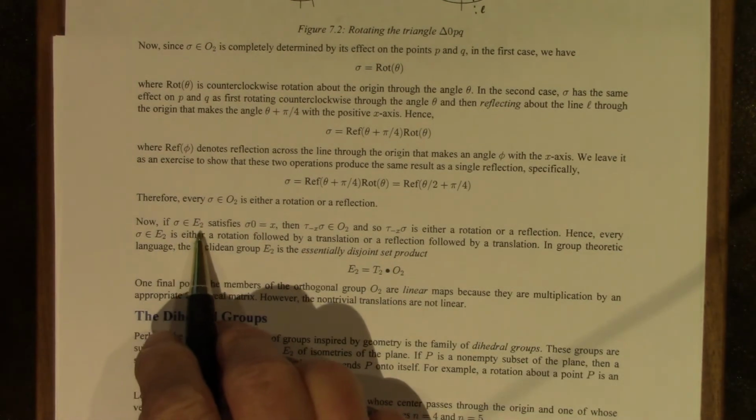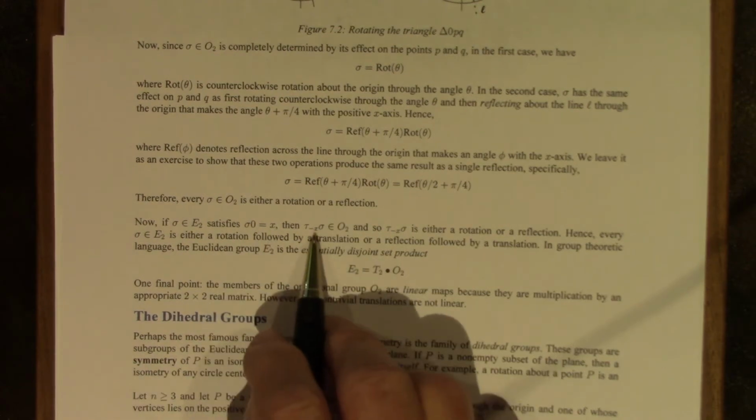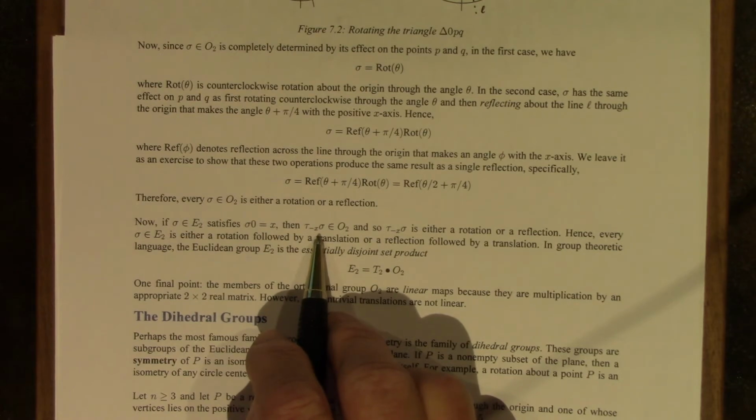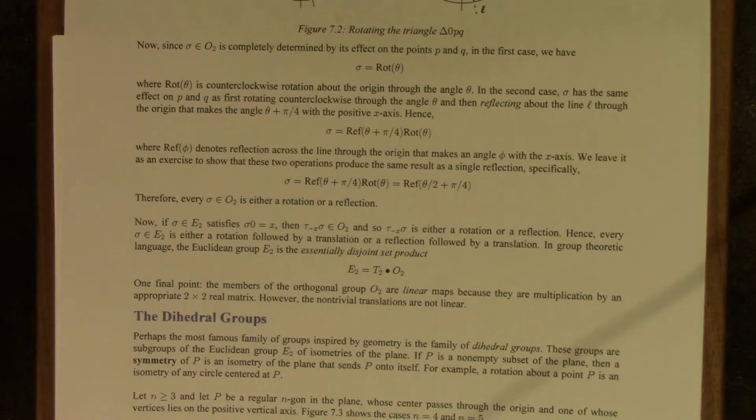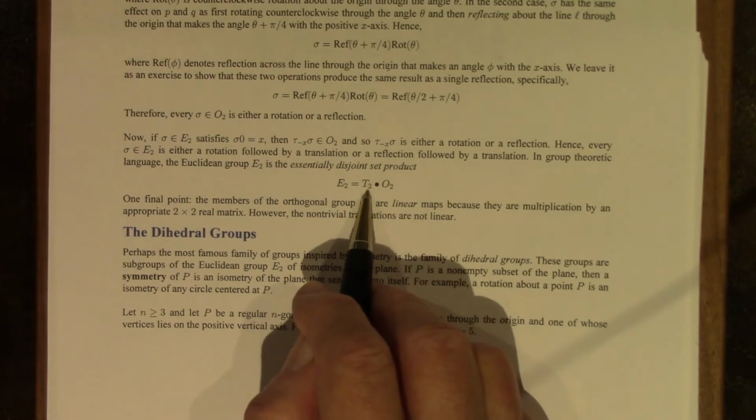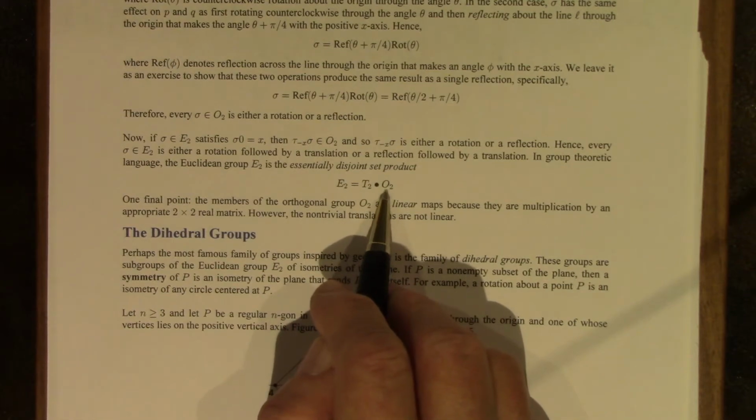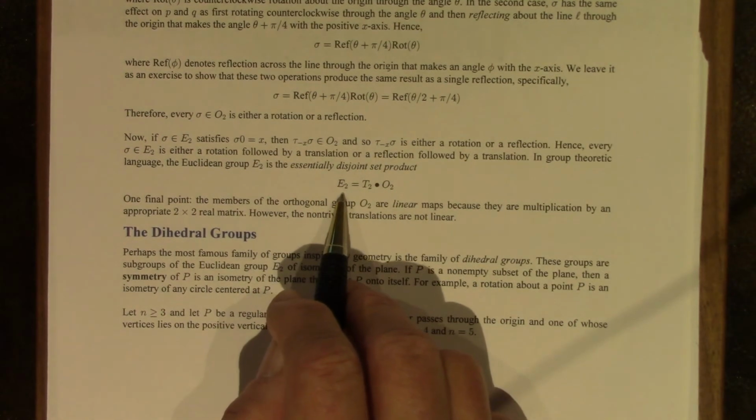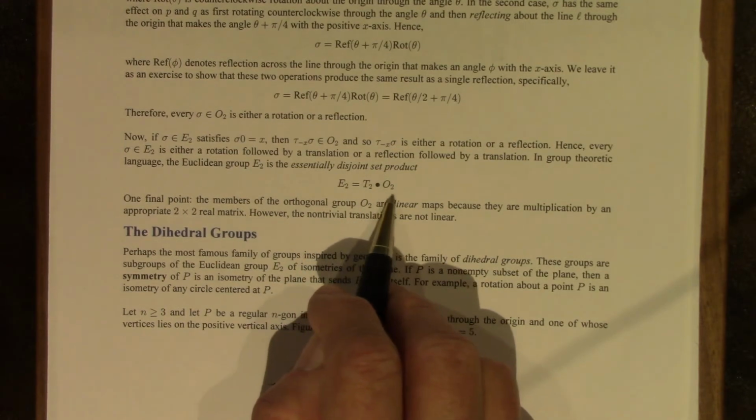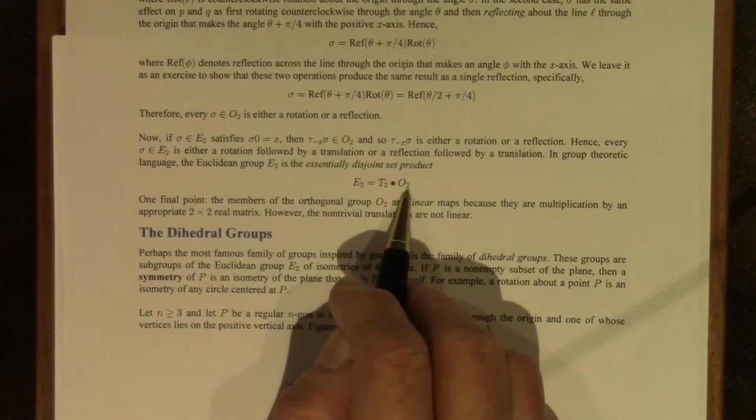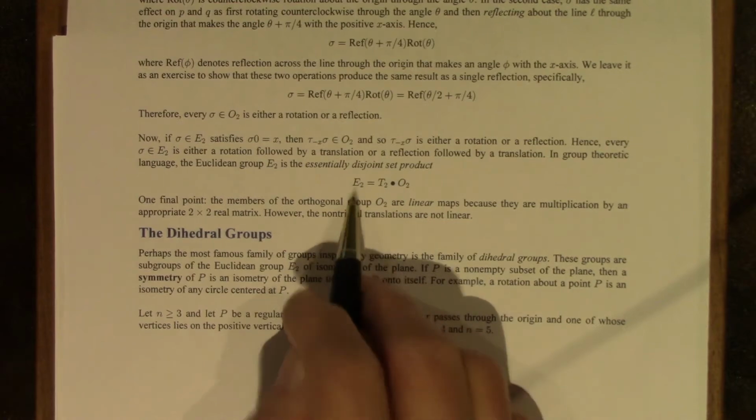So now if sigma is a member of the Euclidean group and sigma sends 0 to x, we've already seen that this composition is in the orthogonal group, so it's either a rotation or a reflection. And so sigma is either a rotation followed by a translation or reflection followed by translation. And because these two subgroups, the translation subgroup and the orthogonal subgroup, are essentially disjoint, what we have just said here amounts to saying that E2, the Euclidean group, is the essentially disjoint set product, translation group, orthogonal group. So if we know everything about the orthogonal group, the translation group's very simple, we know the Euclidean group.